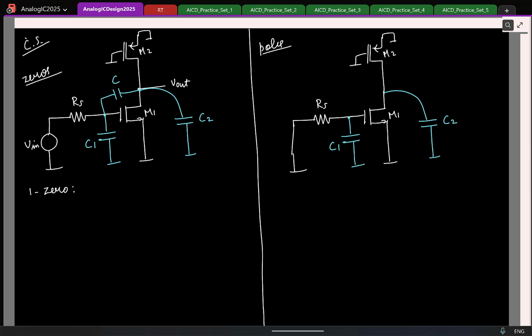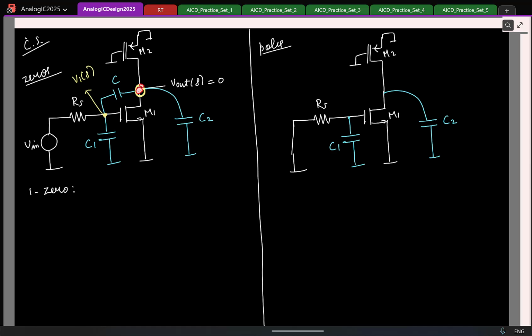Let's calculate the location of 0. How will you calculate the location of 0? Yeah, we'll assume that V out of S is equal to 0 and then apply KCL and try to solve for the circuit. So let us say this node is 0. Let me call this node voltage as some V1, let us say this is some V1 of S.